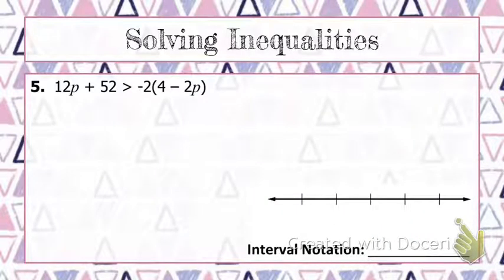Let's look at number 5. First, we will distribute. So we have 12p plus 52 is greater than -8 plus 4p. Then we want to get our variables all to one side.